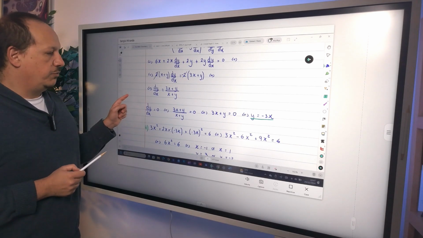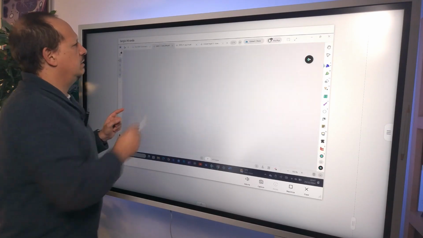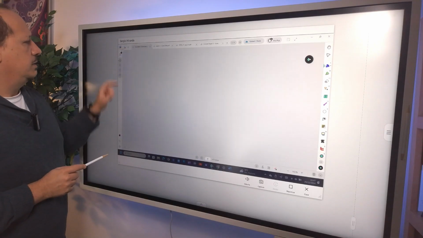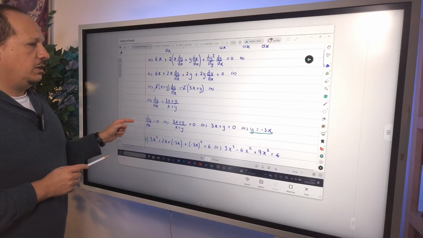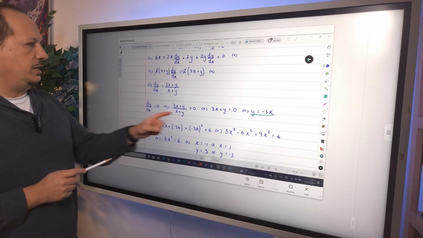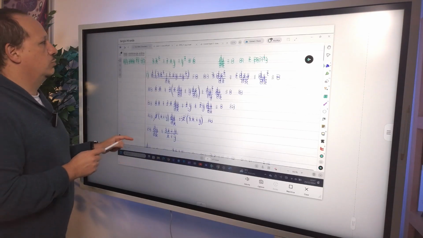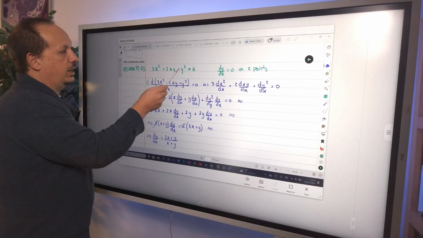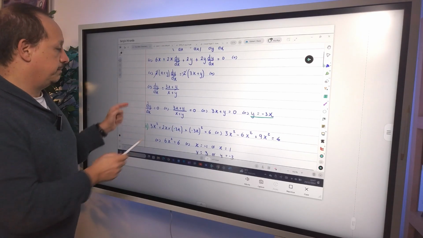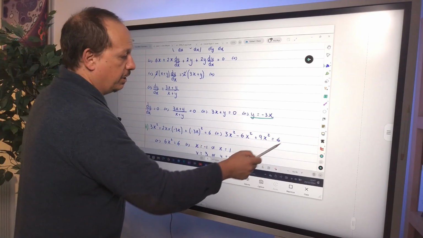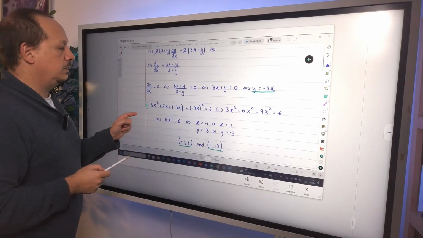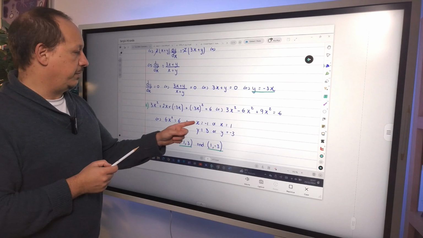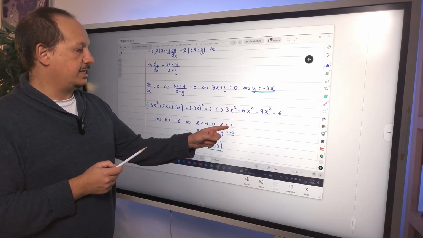Then the other one is to find the coordinates of the stationary points, right? Find the coordinates of the 2 points. All right, so now that we know that y equals minus 3x, you can go to the original function that is implicitly defined, substitute y by minus 3x, and eventually you have this quadratic. All you have to do is to solve it, and eventually you have 2 values of x. x equals minus 1 and x equals 1.